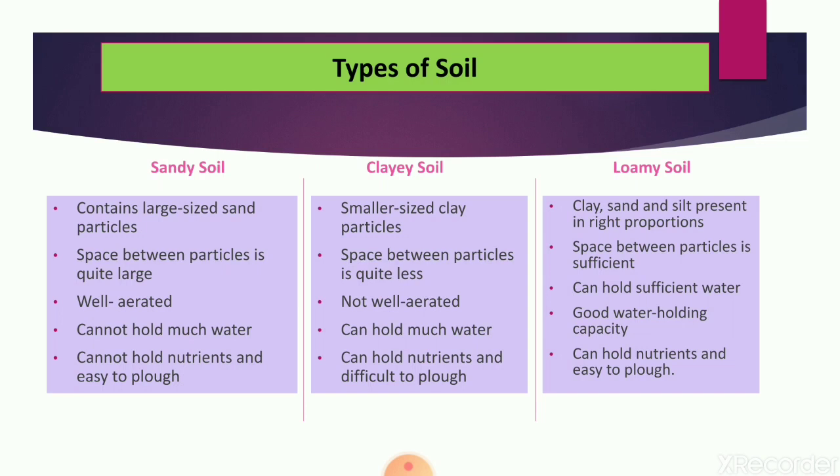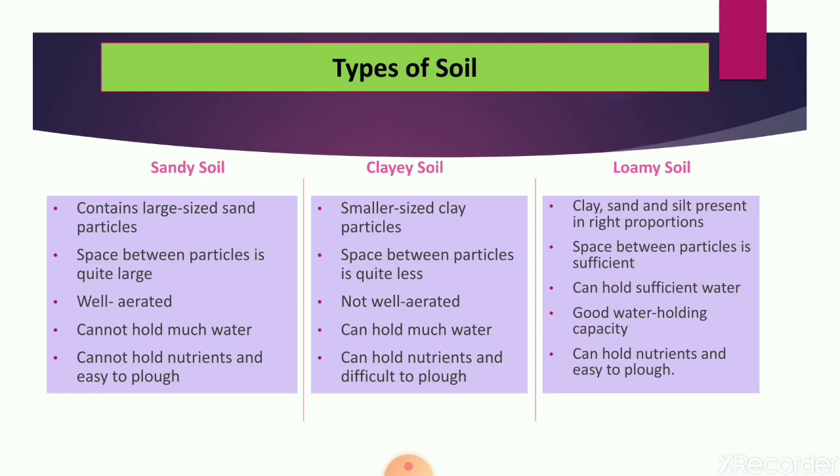Clay is also present, so its water holding capacity is also very good, and its nutrient holding capacity is also very good. It has sufficient aeration, and it is rich in nutrients also, so it is well suited for cultivation, meaning loamy soil is best for crops. So this is all about the types of soil.